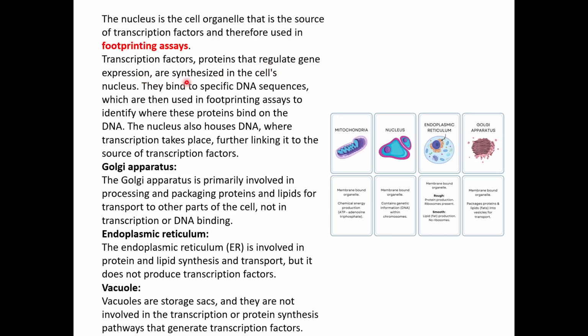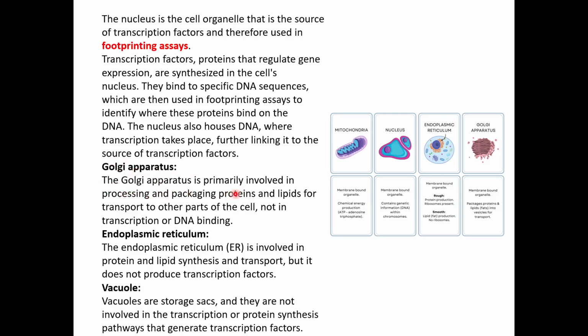So coming to the nucleus as the source for this, transcription factors, which are proteins that regulate the gene expression, are synthesized in the cell's nucleus. They bind to specific DNA sequences, like we discussed, which are then used in footprinting assays to identify where these proteins bind on the DNA. So you are basically finding out the region in the DNA where the transcription factors bind. That is called footprinting, and the nucleus also houses DNA where transcription takes place, further linking it to the source of transcription factors.